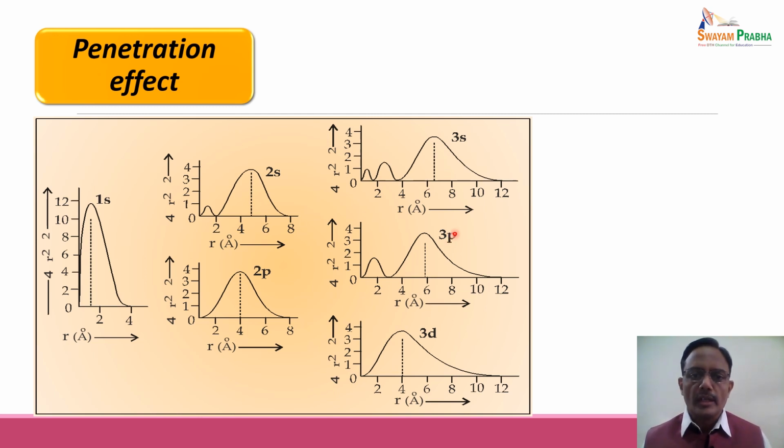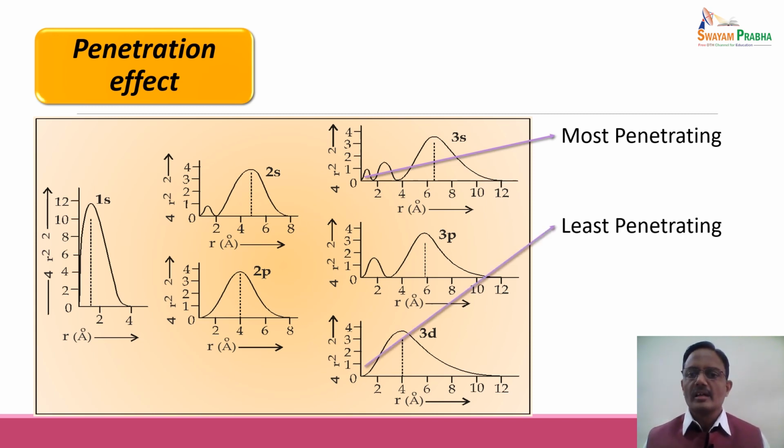When we come to 3p, now consider 3s, 3p and 3d. Now 3s orbital has some electron charge density close to the nucleus. 3p also has got some electron charge density, but it is not as close to the nucleus as 3s. But 3d has negligible electron charge density close to the nucleus. In other words, we can say that 3s orbital is most penetrating and 3d is the least penetrating among the three.